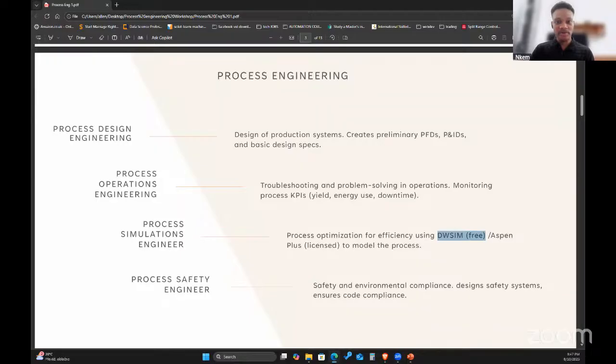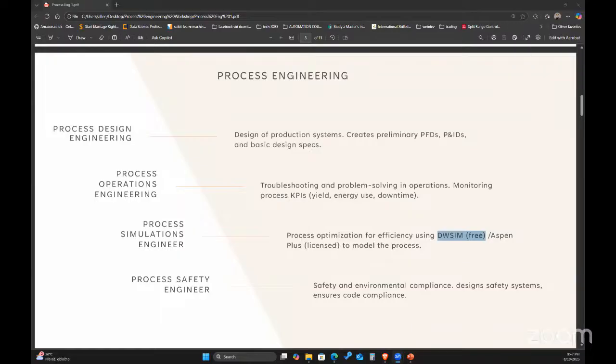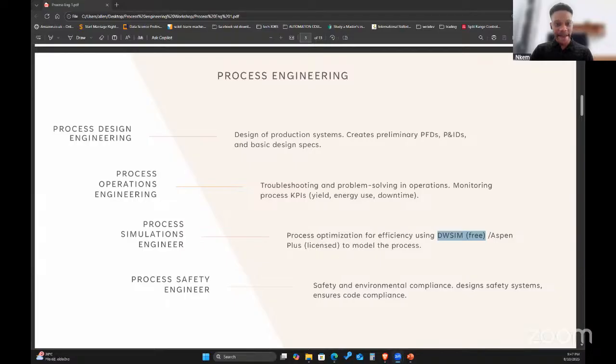But the free version is DWSIM. I don't know if you've heard about it before. Have you heard about DWSIM before? If you've heard about DWSIM, can you just drop a reaction so that I can see how many people already heard about DWSIM prior to the planning of this meeting? Just drop a reaction. Okay, Caleb has heard about DWSIM. Okay, I think Shahima also, Desmond. Okay, so I think some of us already heard about DWSIM.